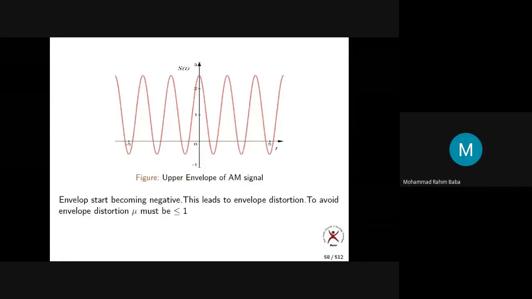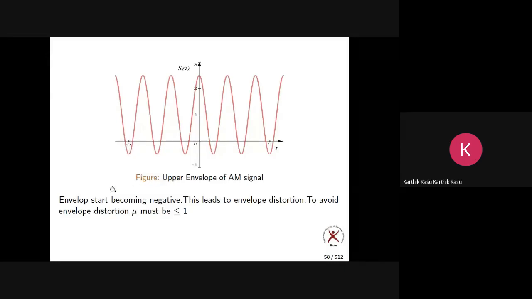Modulation index mu greater than 1. When mu is more than 1, our envelope will be negative. So if the envelope is negative, there is a distortion called envelope distortion. I will tell you what the distortion is exactly later. As of now, just remember. When the envelope becomes negative, it gives some distortion that is called envelope distortion.